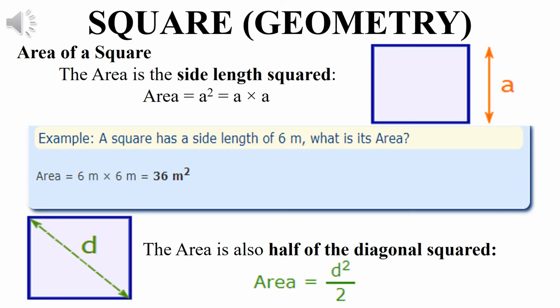Area of a square. The area is the side length squared. Area is equal to a squared, which is a times a. Example, a square has a side length of 6 m. What is its area? Area is equal to 6 m times 6 m, which is 36 m squared. The area is also half of the diagonal squared. Area is equal to d squared over 2.